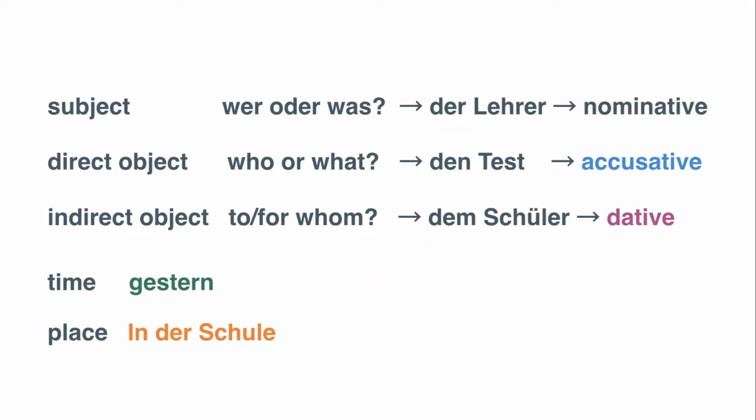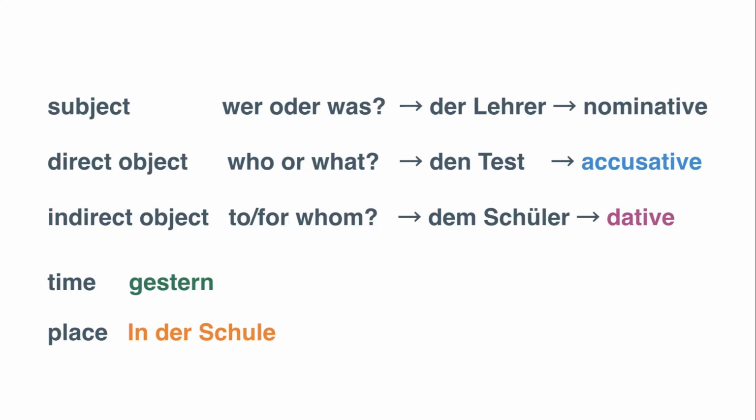So here we have subject, direct object, and indirect object. You already are familiar with the cases for all 3. On the far right, you see the cases. And also, you know which questions to ask to find out who is the subject in that sentence, which one is the direct or the indirect object.